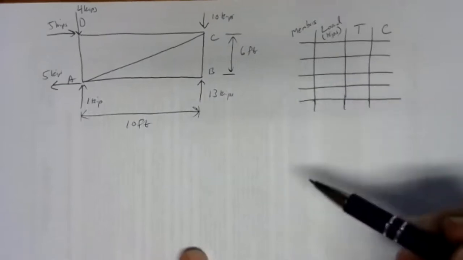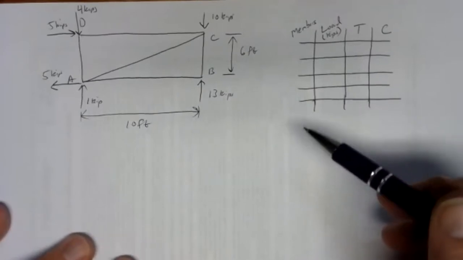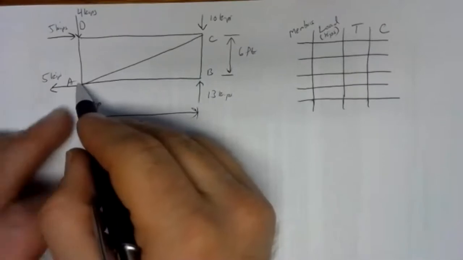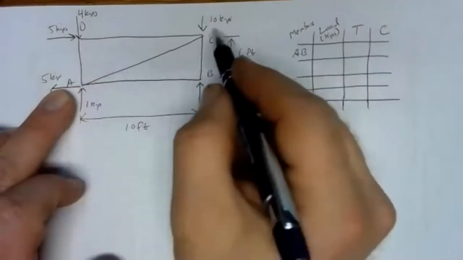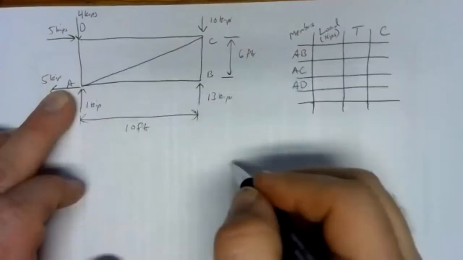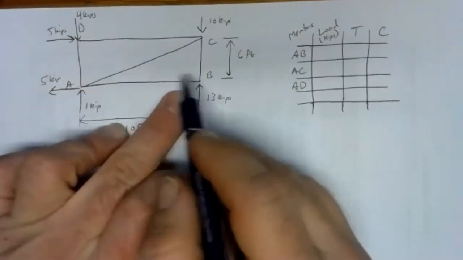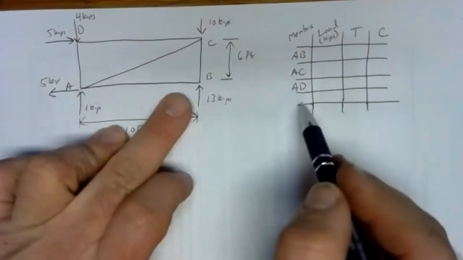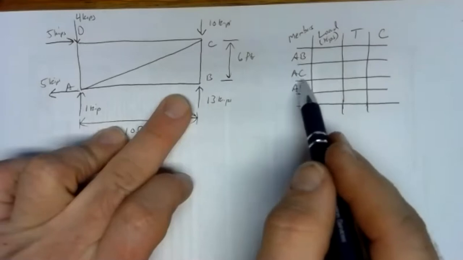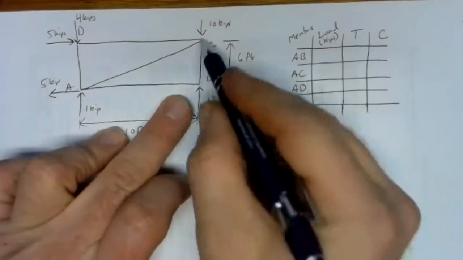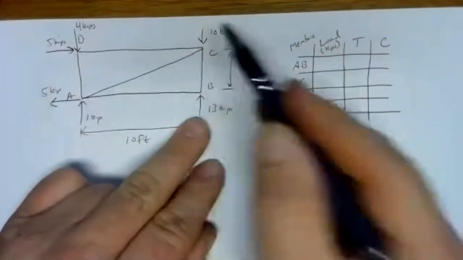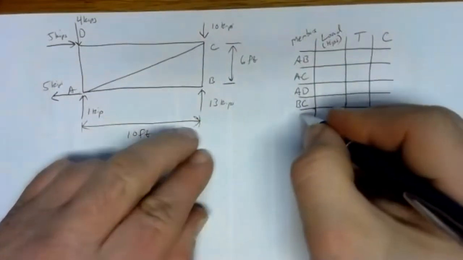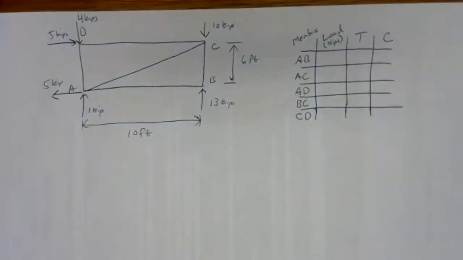When we fill in the table for the members, though, standard practice is to go in alphabetical order. So we start at A. The first member is going to be AB. The next one's going to be AC. Then AD. When we run out of members connected to A, we go over to B. We already have AB in there, so don't label it again as BA. We always want our member names to be in alphabetical order. But I don't have BC in there yet. Jump over to C. Well, I've got AC, I've got BC. What I don't have is CD. So we'll have CD there. So that's all 5 members.